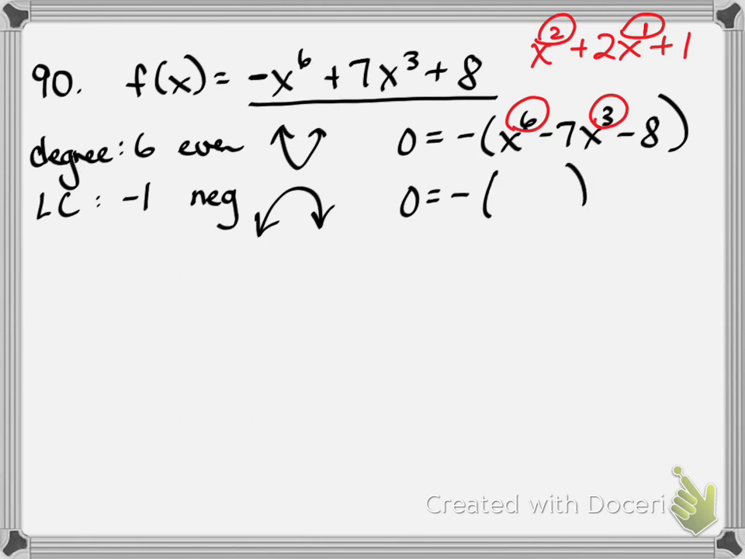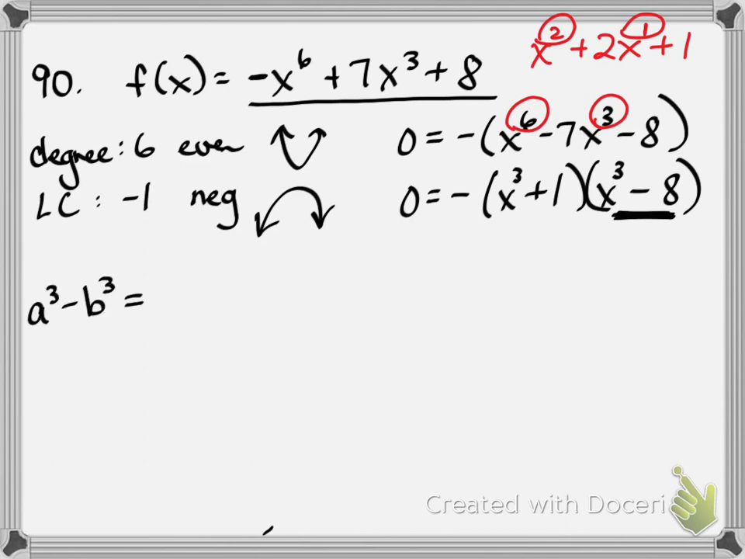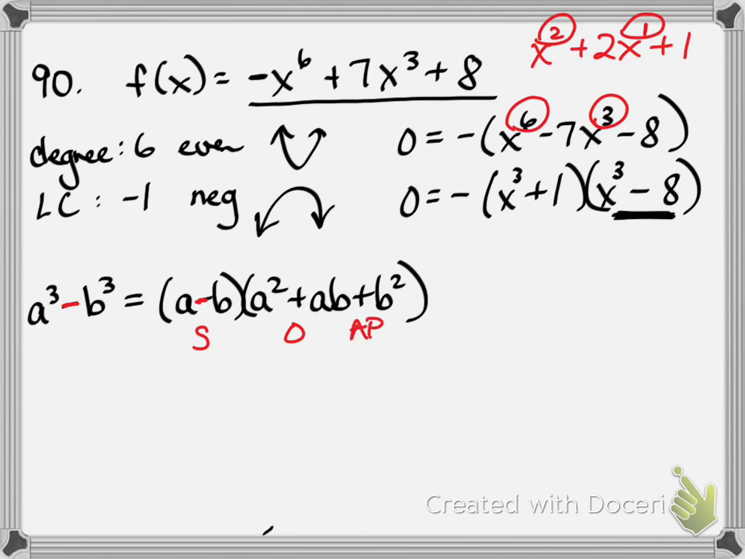We'll factor it into 2 binomials, x to the 3rd and x to the 3rd, and that's how we'll get that x to the 6th. And 8 will be 8 and 1, minus 8 and plus 1. This is a difference of cubes. You factor a difference of cubes using this formula: a minus b, a squared plus ab plus b squared. I think we did this before Christmas. This was SOAP: same sign as original, opposite sign, and always positive.